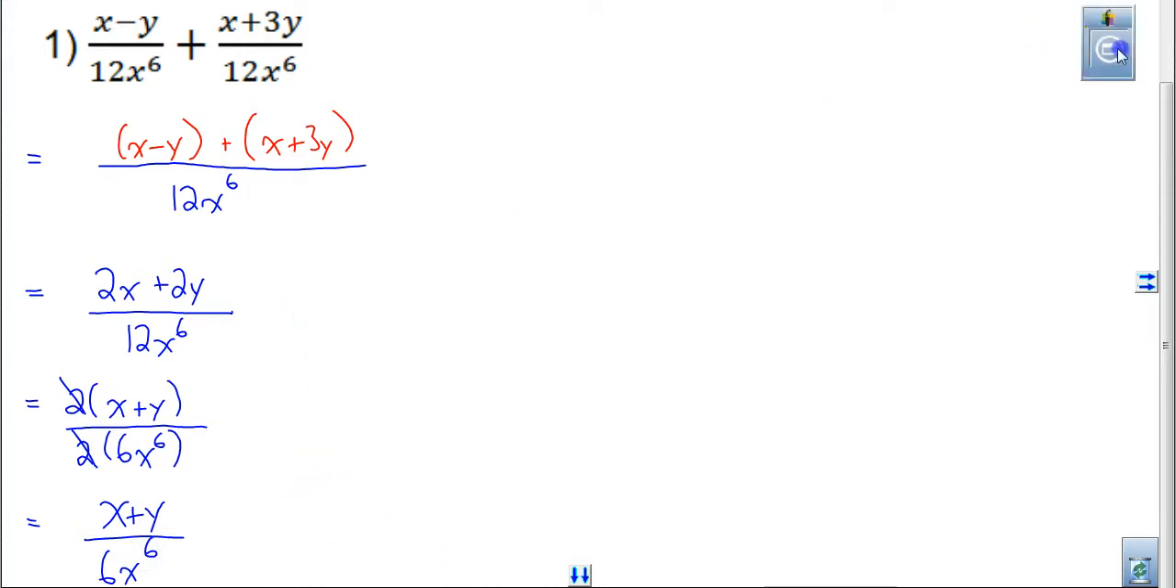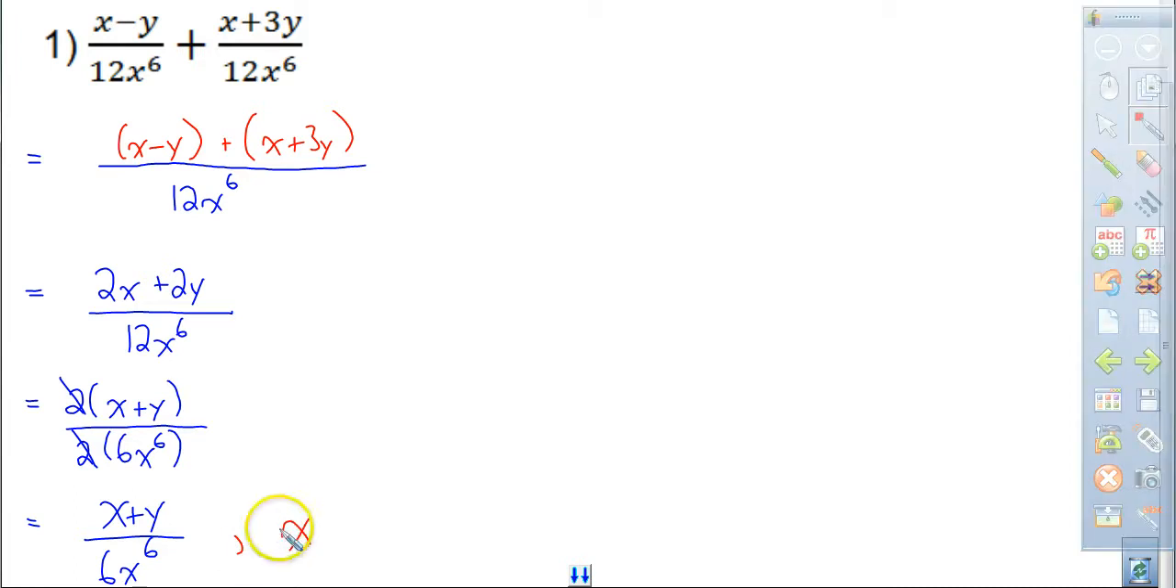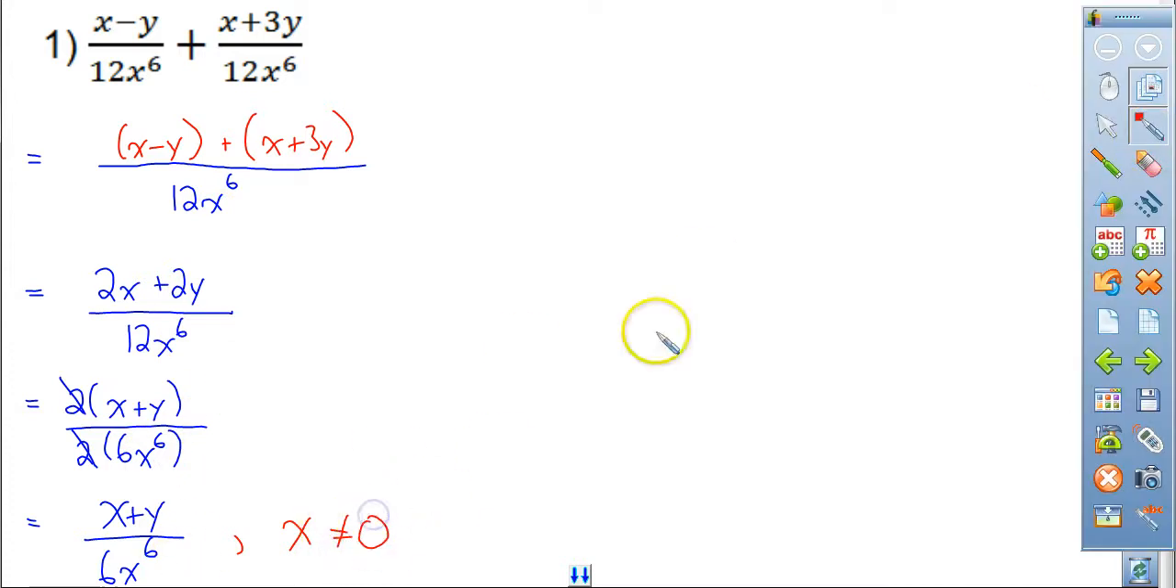Alright, so whenever you do add up your expressions, always take a look at it and see if you can simplify it even further. Just like with fractions, we want it in lowest terms. Now, in terms of the restrictions, in this case, going through all of my steps, I have x^6 as a common factor in all my steps, so the only restriction that I have is x cannot be equal to 0.